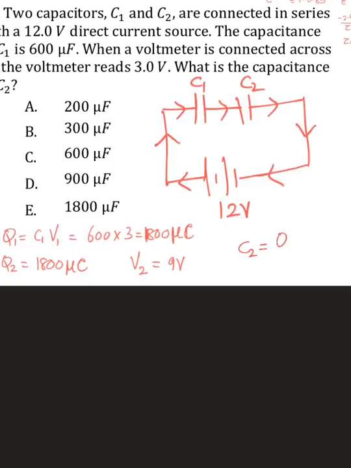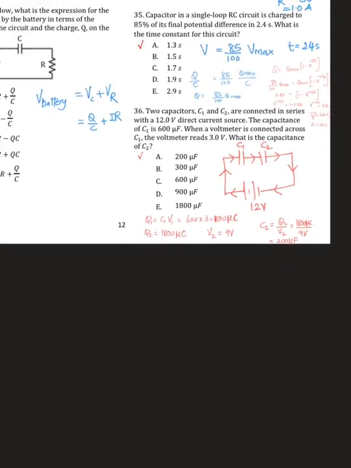C2 will be Q2 over V2. Q2 is 1800 microcoulomb over 9, which is 200 microfarad. So this is 9 volt, okay? So 200 microfarad. That's it. This is done.